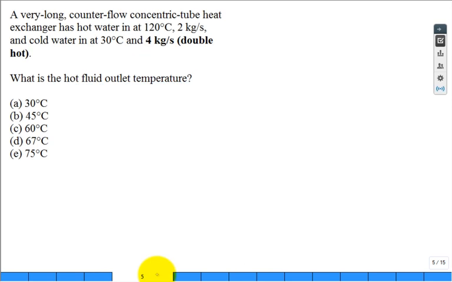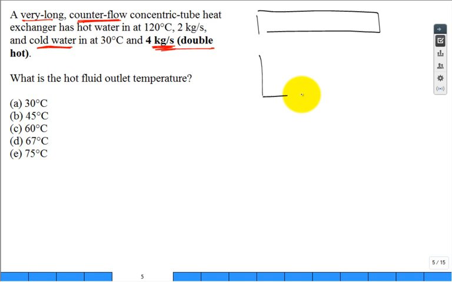Okay, we're going back to very long counterflow. But what did we do to the mass flow rate of the cold water? We doubled it. We doubled the mass flow rate of the cold water. So maybe make your sketch and then think about plotting temperature. We'll put the hot way over here at 120. We'll put the cold over here at 30 degrees C.